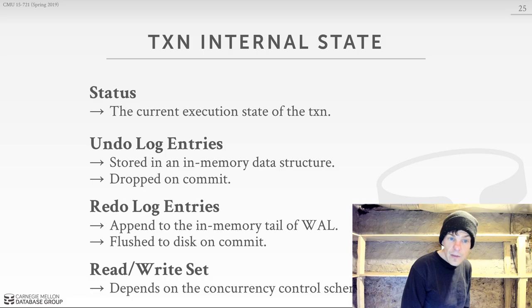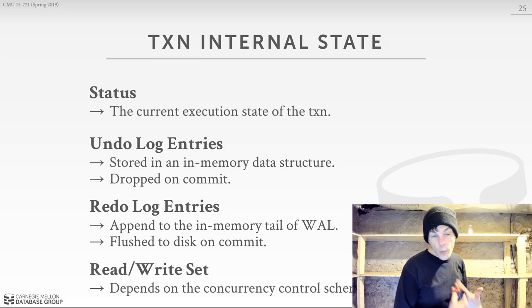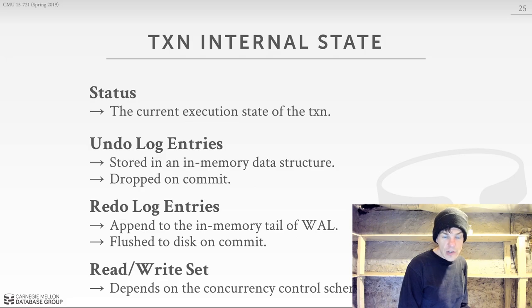Then you need to maintain the undo records for any changes the transaction makes to the database. This is a good difference between the disk-oriented database system and the in-memory database system: these undo records only need to be stored in an ephemeral data structure inside the system. When a transaction commits, we don't need to write any of the undo records out to disk because we have no pages on disk, and therefore we don't have to worry about undoing changes from uncommitted transactions. So when a transaction commits, we essentially just blow away the undo log records at some point in time.